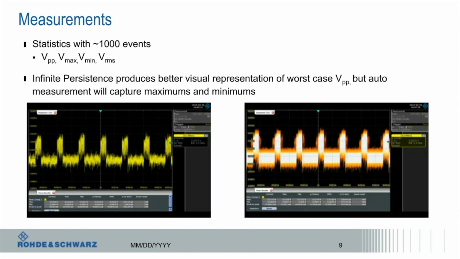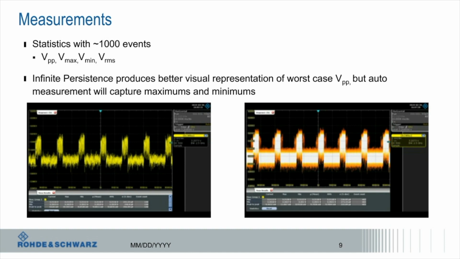Oscilloscopes include automated measurements with statistics that makes it really easy to measure worst case peak-to-peak voltages, maximum voltages, and minimum voltages. Infinite persistence allows teams to better visualize the waveform over multiple acquisitions, in addition to the automated measurements that are shown. The results for automated measurements will be identical whether or not infinite persistence is on or off.